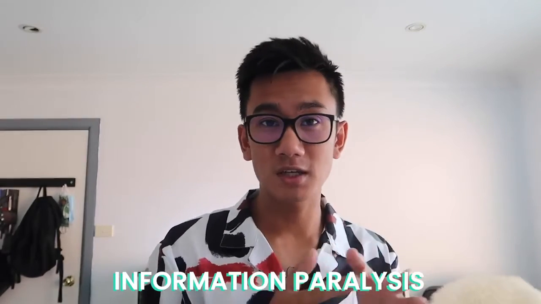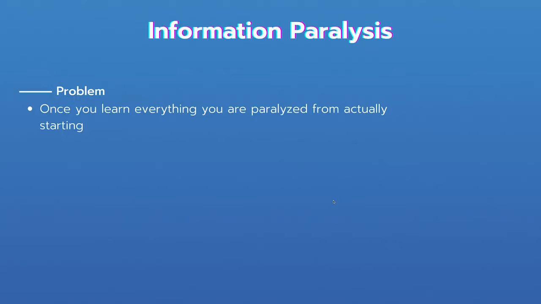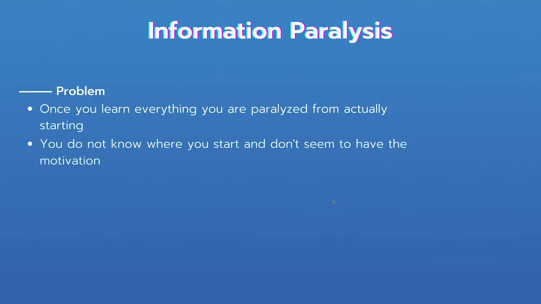The fifth transformation is getting over information paralysis. This is something that occurs to a lot of people. Once you learn everything, you're paralyzed from actually starting. You don't know where to start and you don't seem to have the motivation to start.